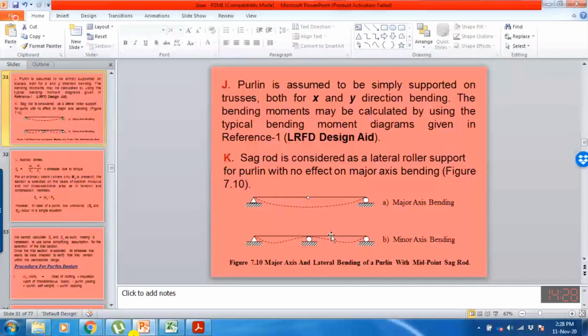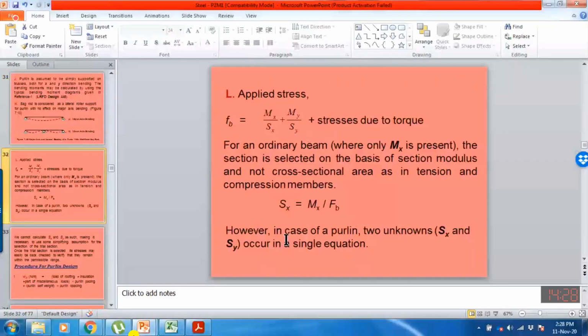This formula I have already explained. Mx over Sx is the bending stress due to Mx. My over Sy is the bending stress due to My, and the torsion stresses will also be assumed as My over Sy.